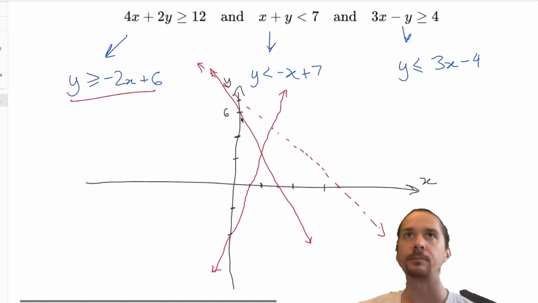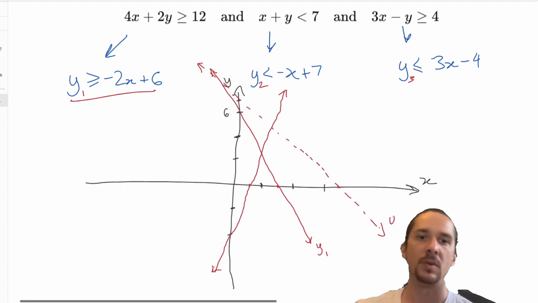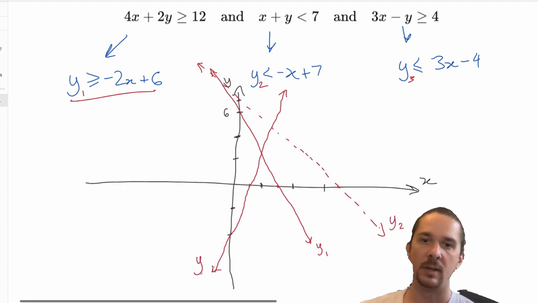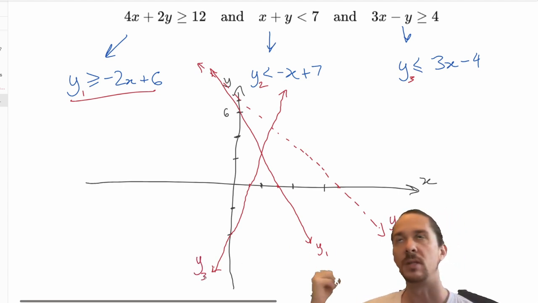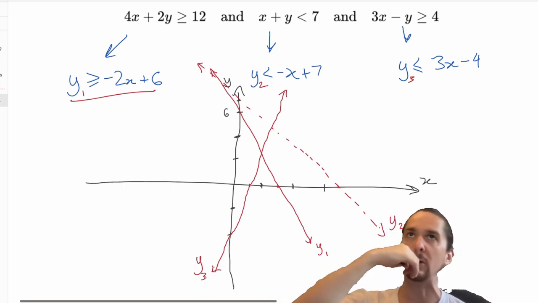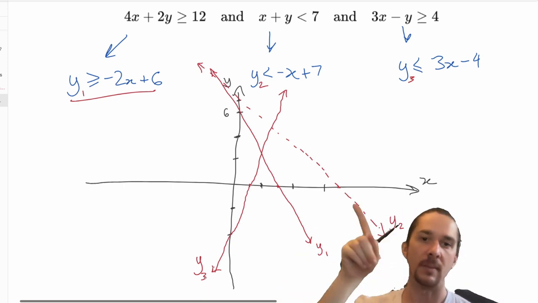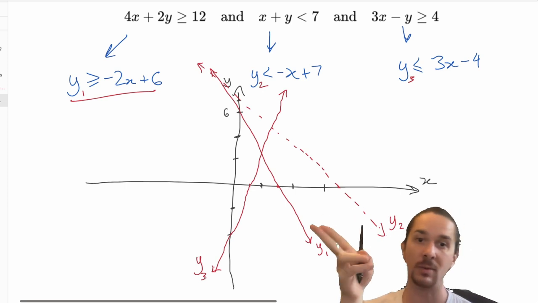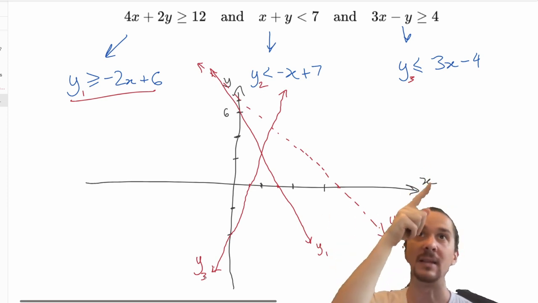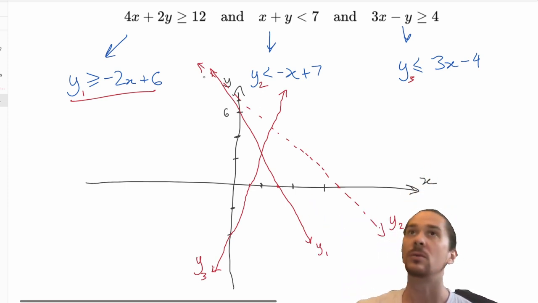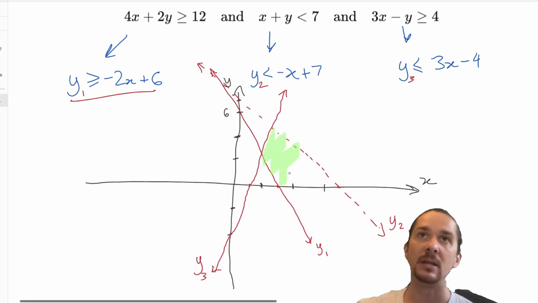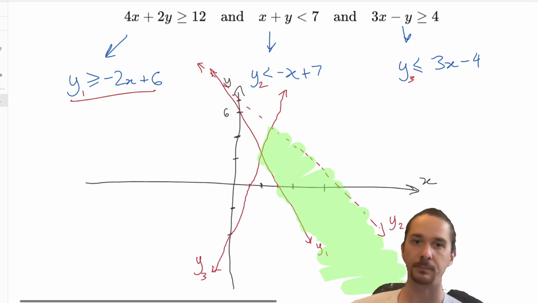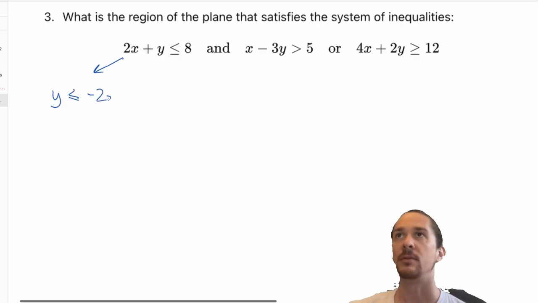Okay, that's good. So we've got our first line. If we call them y1, y2, and y3, we have to be above y1, because it says y is greater than that. For y2, we have to be less than the line. So that means we're in this space between these two here. We're above this line, but below this line. And then we have to be less than the other line. So in this case, we're looking at this space here, like that.